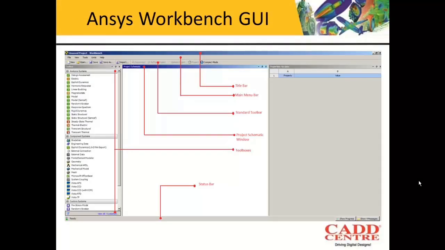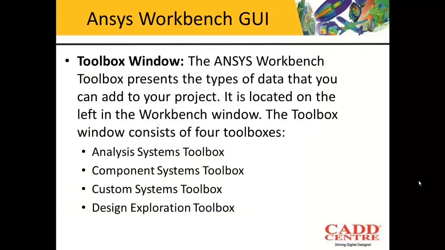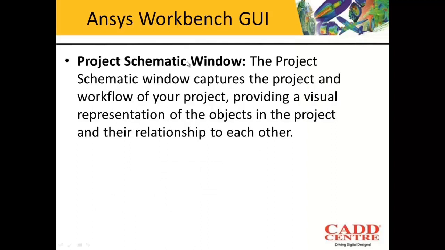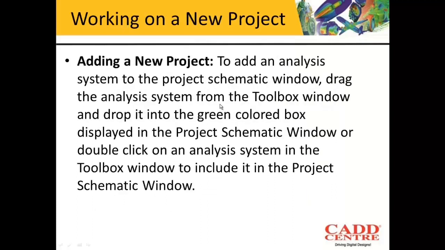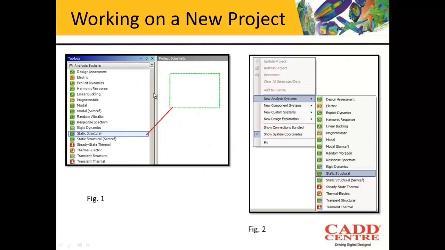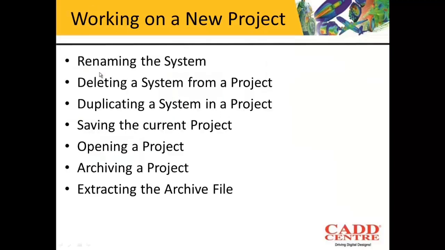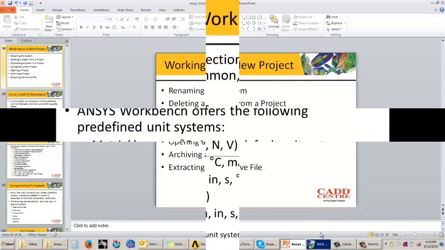So now you must have understood the graphical user interface of Ansys Workbench. What is the meaning of a toolbox? What is a project schematic window? How to add a new project? How to add a new system to the project window? We have seen the 3 methods by which you can do this. What is the meaning of renaming the system, deleting the system, duplicating a system, saving the project, opening a project, archiving a project, and extracting the archive file.